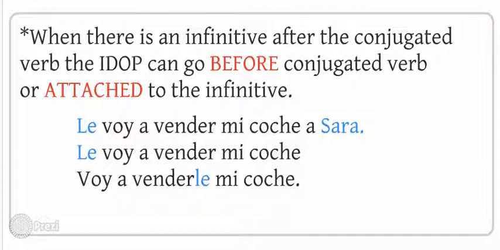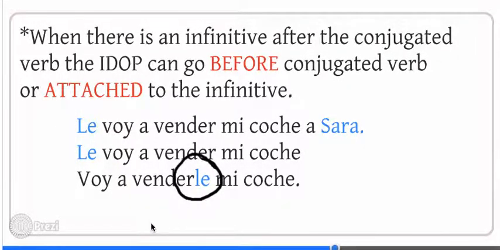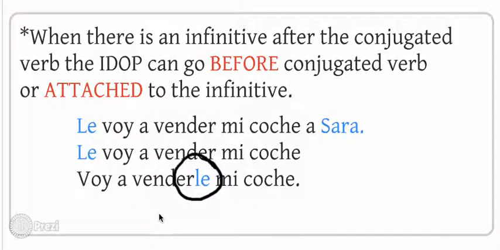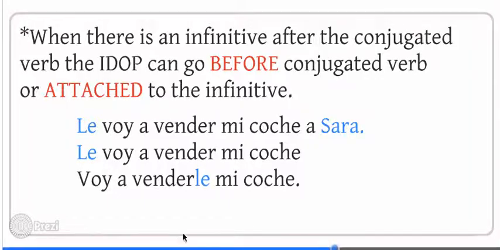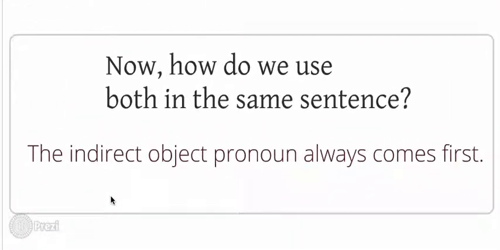All right, this is going to sound familiar. When there's an infinitive after the conjugated verb, the indirect object pronoun can go before the conjugated verb, like here, or attached to the infinitive. Same thing as direct object pronouns, all right? Okay, I'm done with the review now.